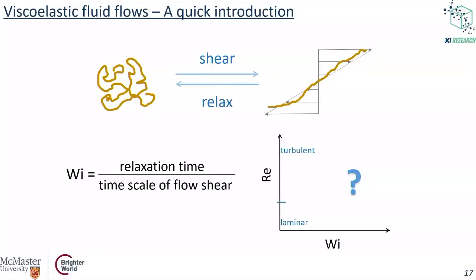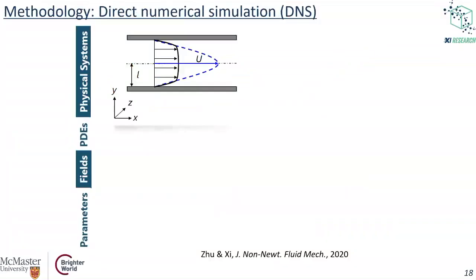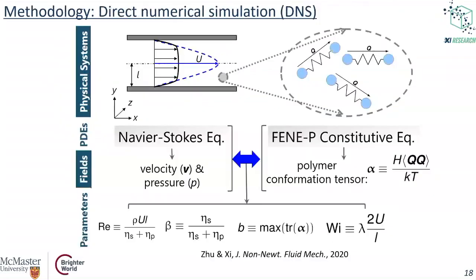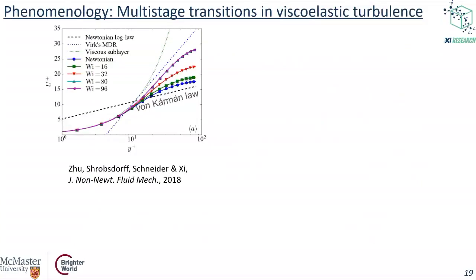So now, instead of looking at how the flow changes as a function of Reynolds number, we are looking at how the flow changes as a function of Reynolds number and the Weissenberg number. So we can have a bunch of different phenomena here. So we run direct numerical simulation. Essentially, we are coupling the Navier-Stokes equation with an additional viscoelastic constitutive equation. I'm not going to go into details. We can come up with DNS results that capture all the experimental phenomena.